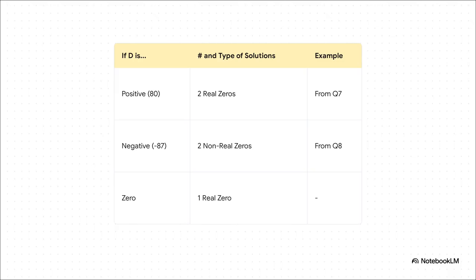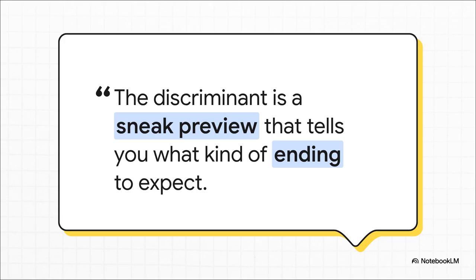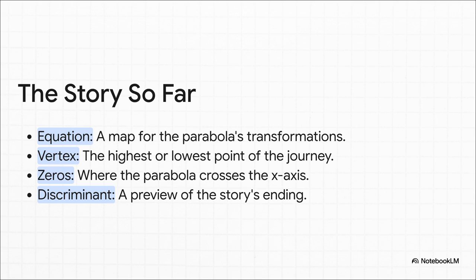A perfect, graceful landing. Honestly, the best way to think about it is this. The discriminant is basically the movie trailer for your parabola story. It gives you a really good preview of the ending, but it doesn't spoil all the details. It just lets you know if the journey is going to have one conclusion, two conclusions, or maybe no real-world conclusion at all.